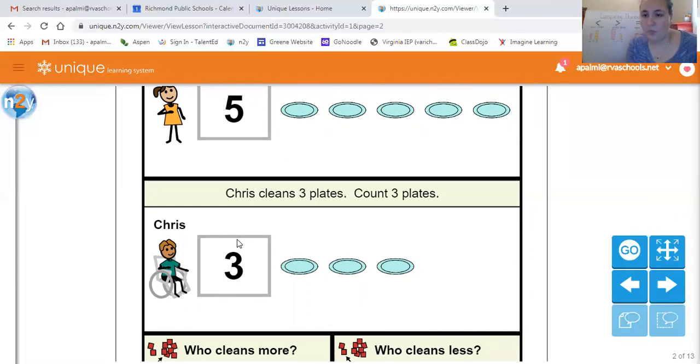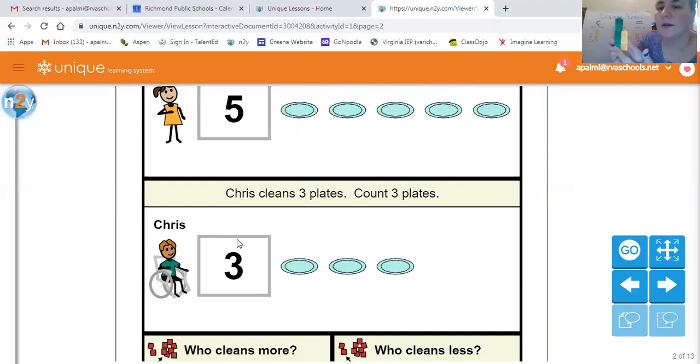Here we go. 1, 2, and 3. 3 block plates for Chris, okay? So we have the green blocks for Emily, and we have the yellow blocks for Chris, and I'm going to put them next to each other. So if you were looking at this, and let's pretend these are cookies, you want the most cookies you can get. So which person has more cookies? Do you want the green cookies or the yellow?